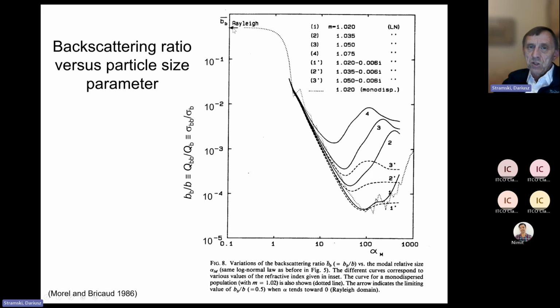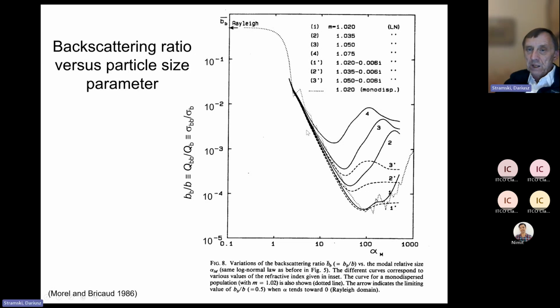Backscattering ratio for molecular scattering is 0.5, so the same amount of radiant energy is scattered in forward directions as in backward directions. We can see this graph starts at 0.5. As we increase alpha, it starts to drop very rapidly for alpha larger than 1. Initially, in this range of small particles, the effect of alpha on backscattering ratio is strong, but the effect of refractive index is very weak in this region of small alphas.